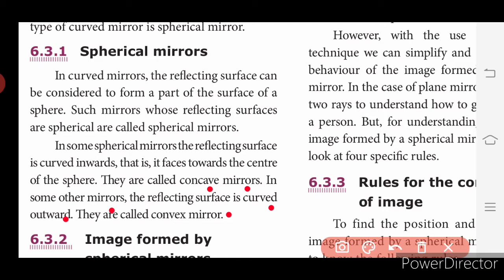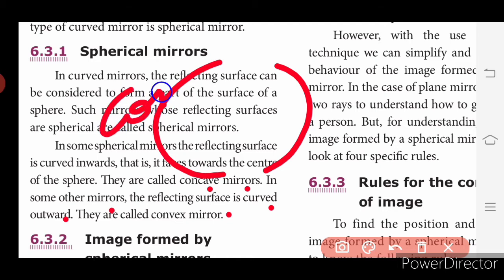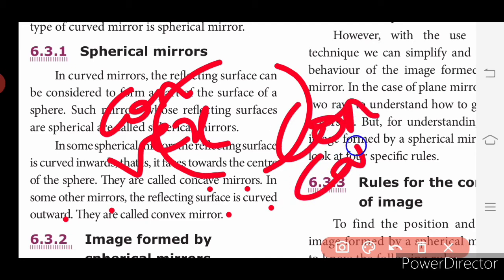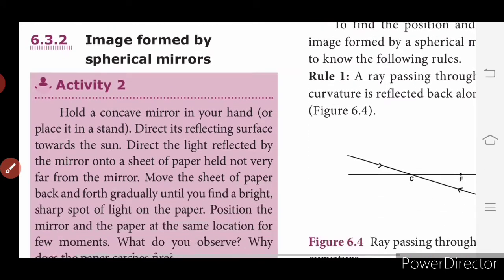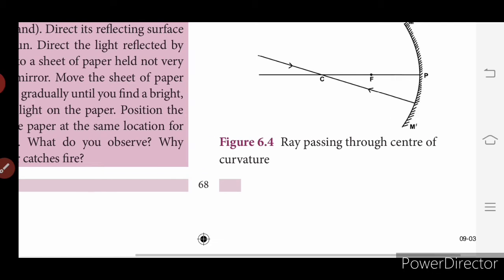How do concave mirrors look? A concave mirror is curved inwards. It looks like this, concave. It looks like a cave. Whereas convex is the opposite, the reverse of concave. This is a convex mirror, and this is concave. Okay. So, image formed by spherical mirrors.